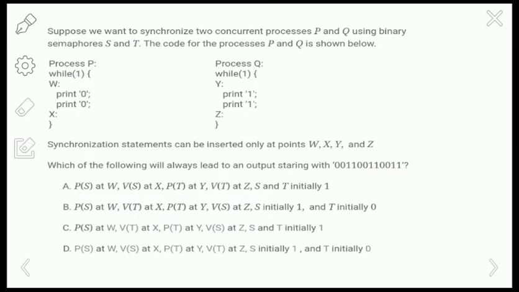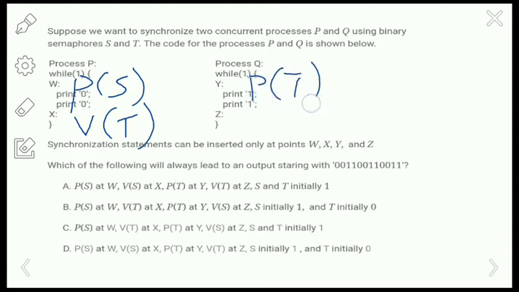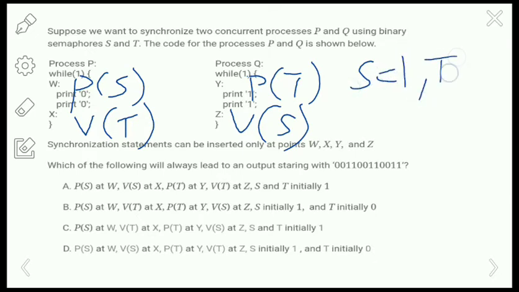In option B, it is given that P of S at W, V of T at X, and similarly for Y it is P of T, and then V of S at Z. Here the two semaphores are given as s equals 1 and t equals 0. So this option we can allow, right? Because the semaphore s is 1 and t is 0.